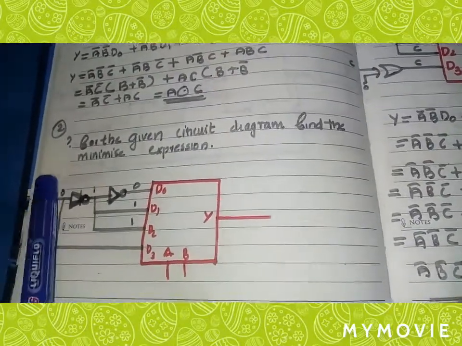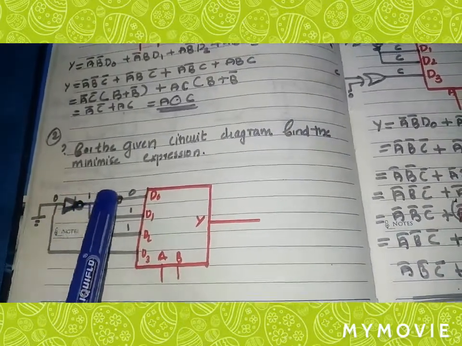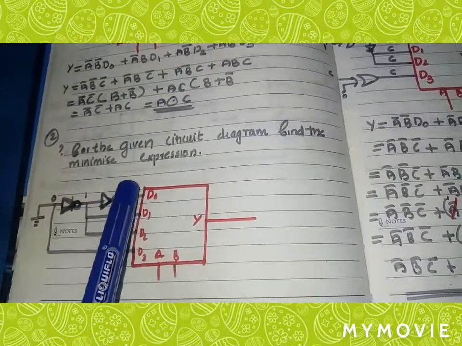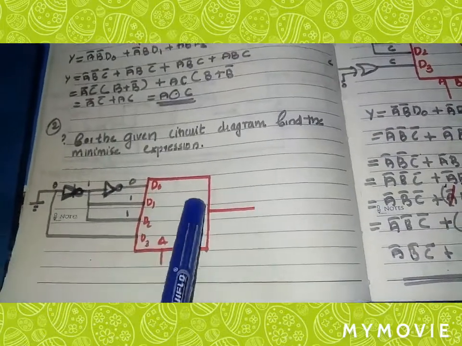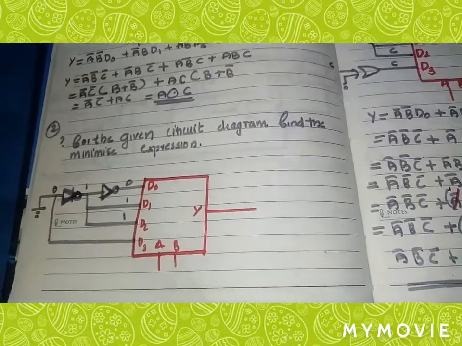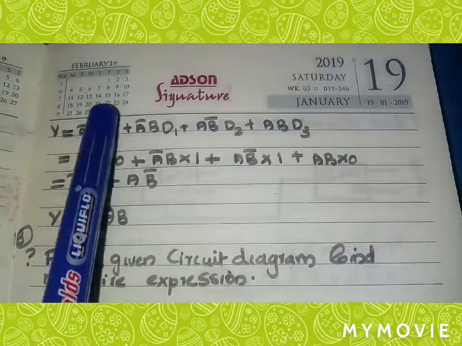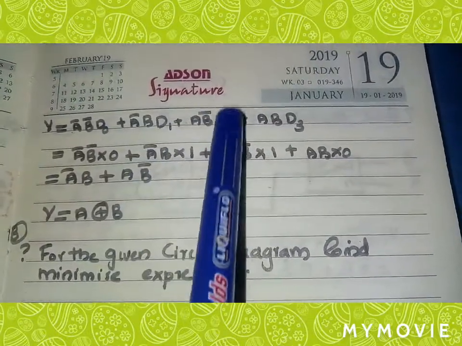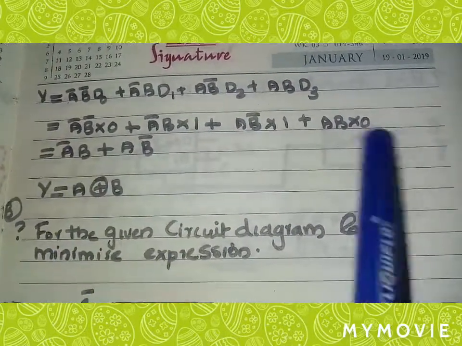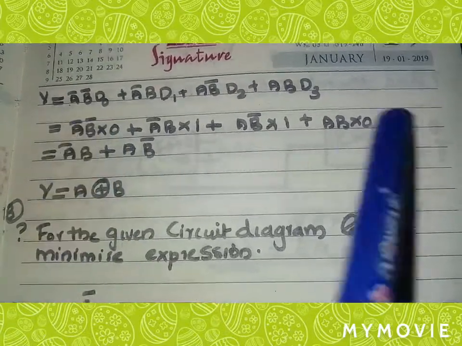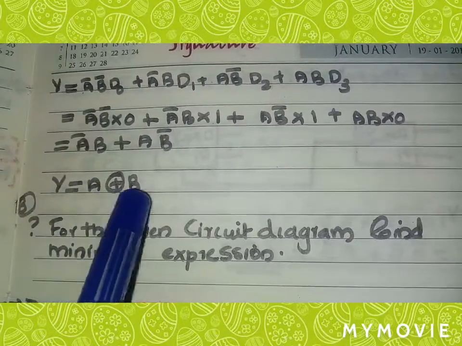Consider the given circuit. Here 0 is given, so the NOT gate gives 1, and one more NOT gate gives 0. So here 0, here 1, here 1, here 0. So we get the 4 inputs of this multiplexer. We know the output of the circuit as A bar B bar D0 plus A bar B D1 plus A B bar D2 plus A B D3. Substituting the values from the diagram, here it is 0, here also 0, so A bar B plus A B bar. So Y is equal to A XOR B.